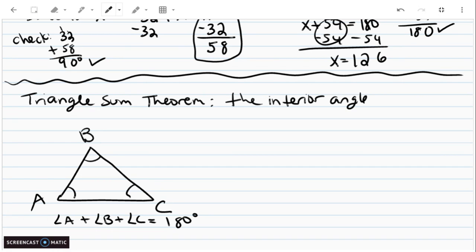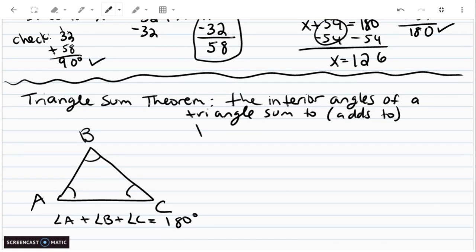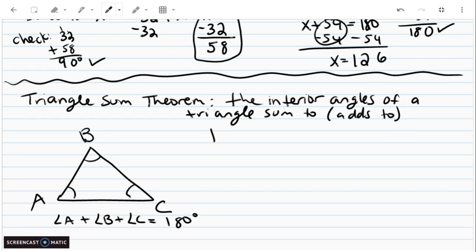So in words, we can say the interior angles of a triangle sum to, where sum to means it adds to 180. Oops, I don't know why that's been writing weird. So let's get my pen back. So they all sum to 180 degrees.